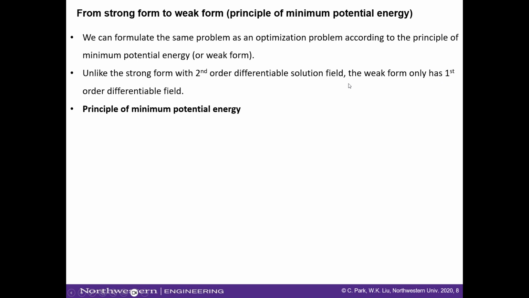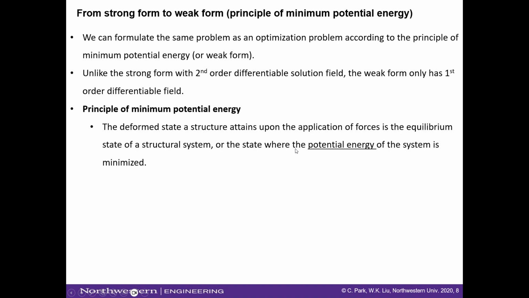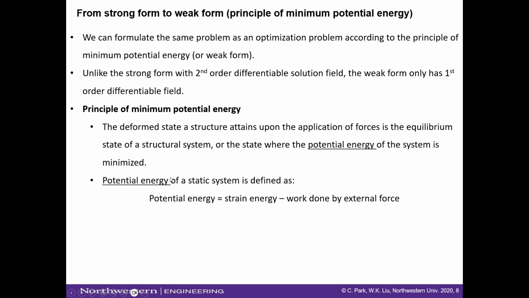And to derive this weak form, we use the principle of minimum potential energy. By definition, the deformed state a structure attains upon the application of forces is the equilibrium state of a structure system, or the state where the potential energy of the system is minimized. So what is the potential energy? The potential energy of a system is defined as strain energy minus work done by the external force.